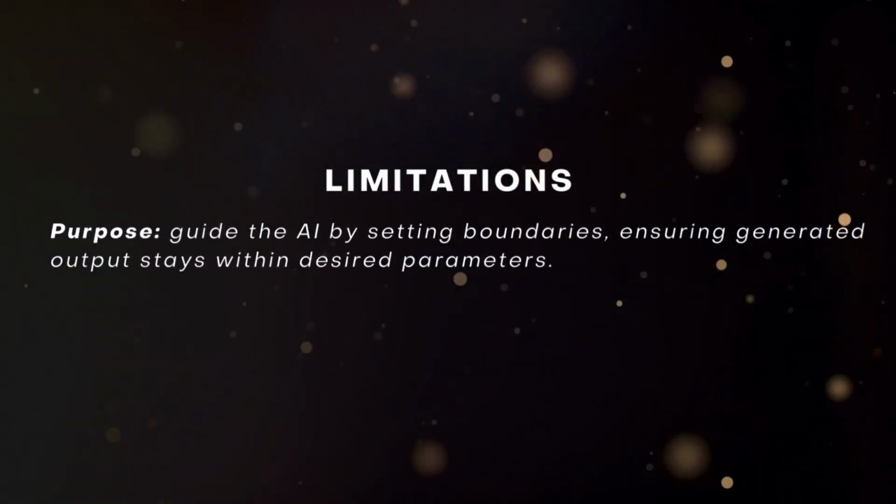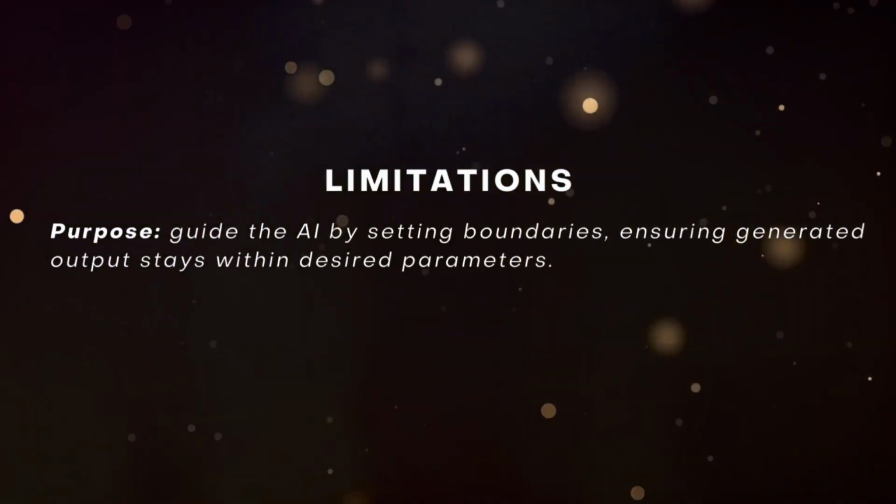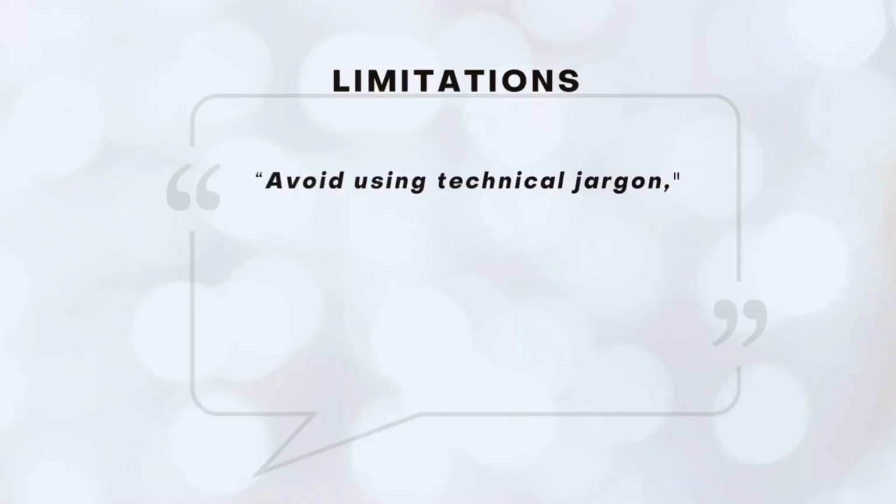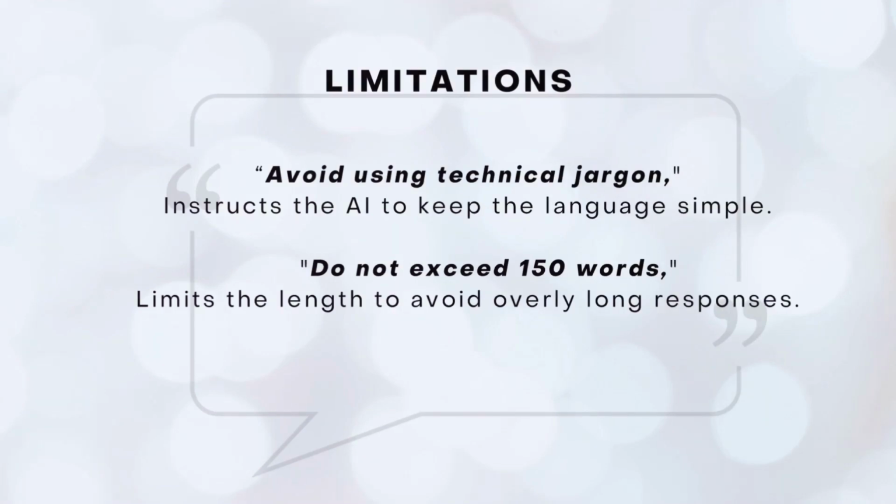Next, we have constraints or limitations. These guide the AI by setting boundaries, ensuring it stays within desired parameters. For instance, "avoid using technical jargon" instructs the AI to keep the language simple. And providing the ideal word count helps define the length of results.